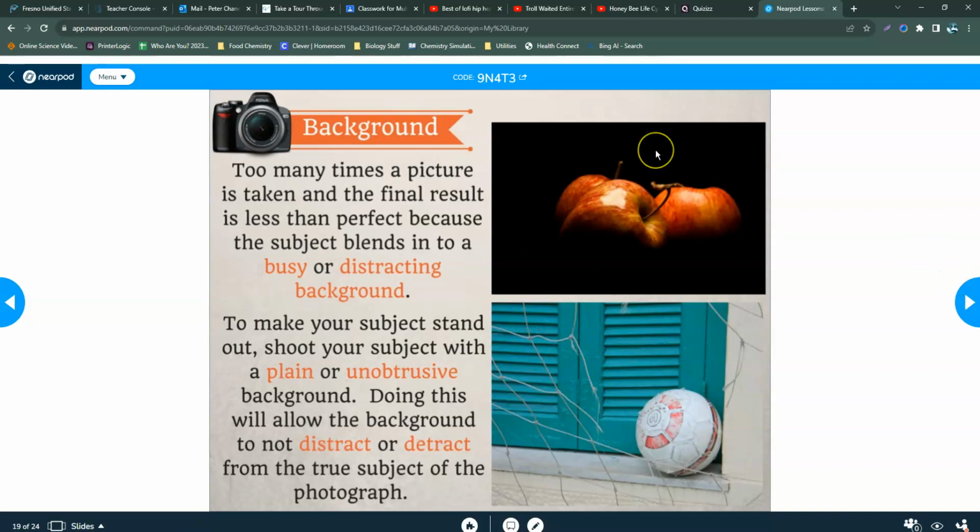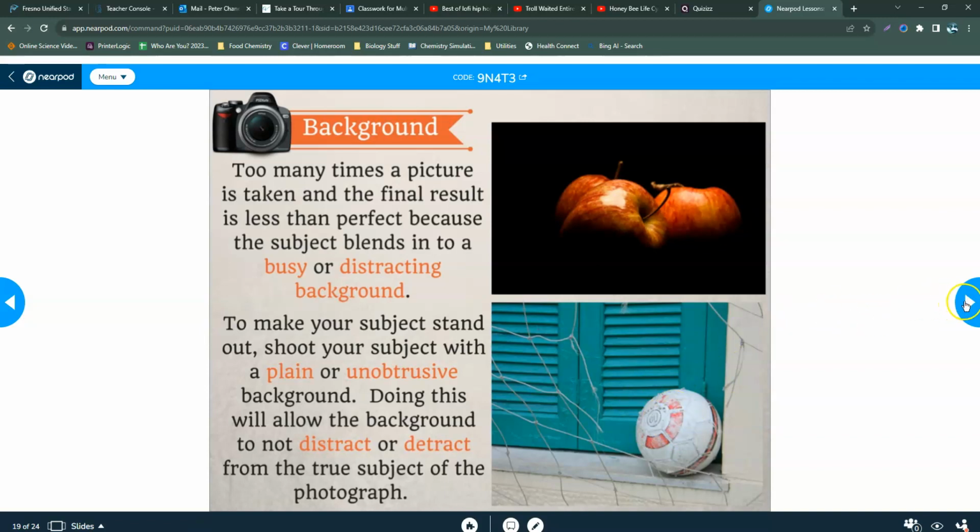So this apple one, it's pretty obvious. If you have no background, so the absence of light, the background is black, then you have a spotlight on the apples, really easy to know what the subject of the picture is. Bottom example, we have these shutters that are not too distracting. The soccer ball is very obviously the subject. It's using the rule of thirds, it's in the right third of the picture. The net doesn't get too much in the way, so we're still able to see the subject of the picture is the soccer ball.